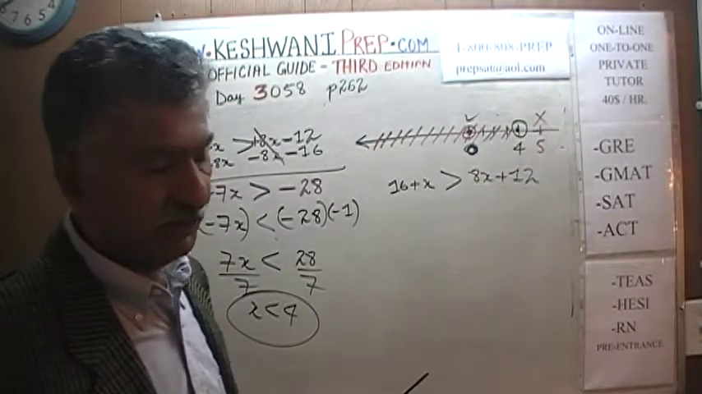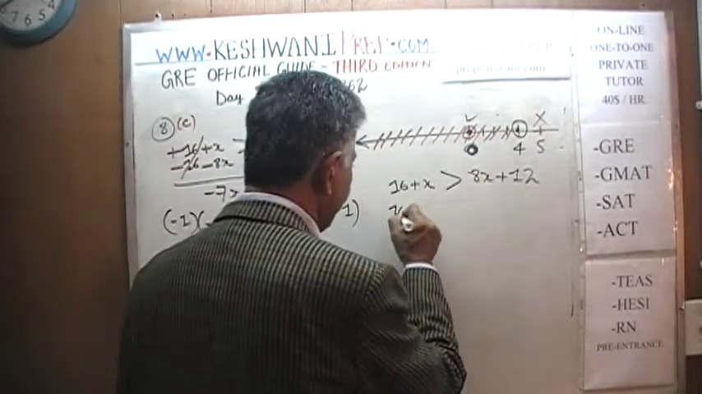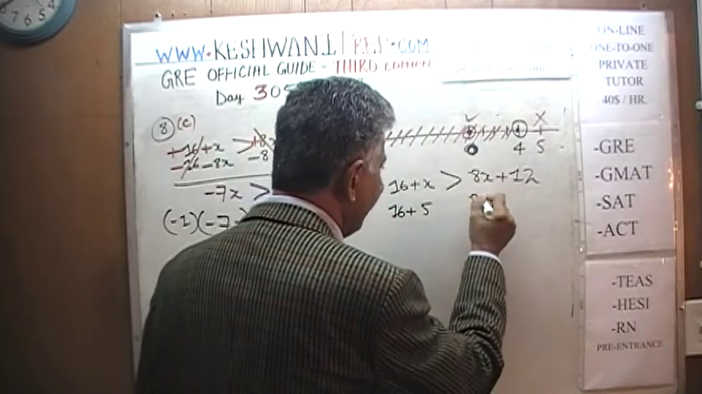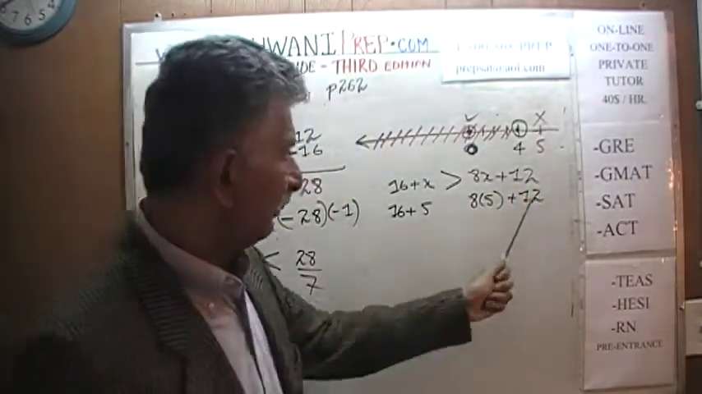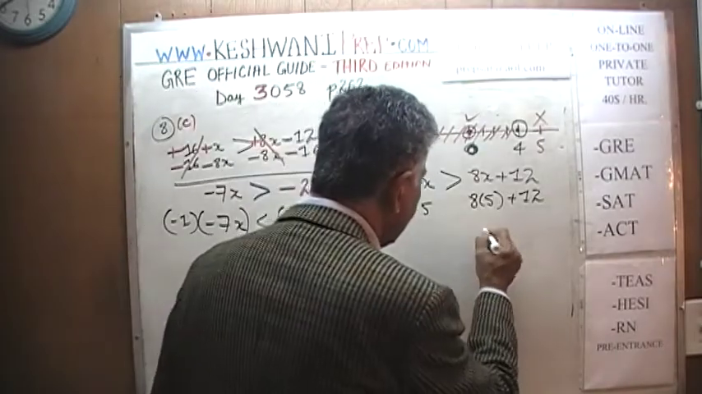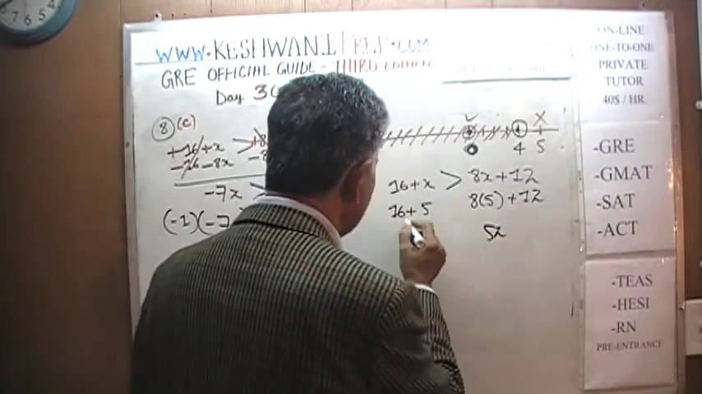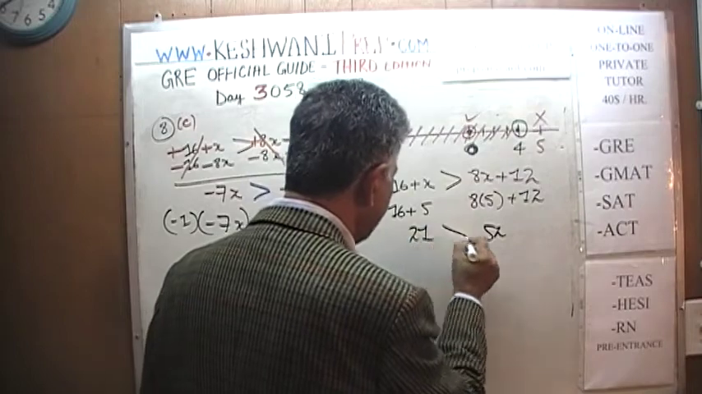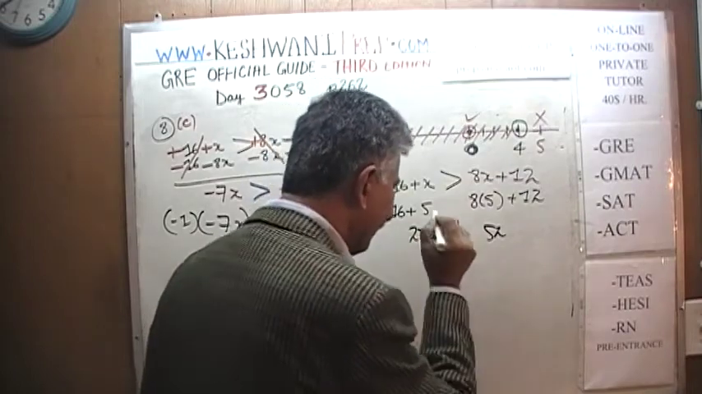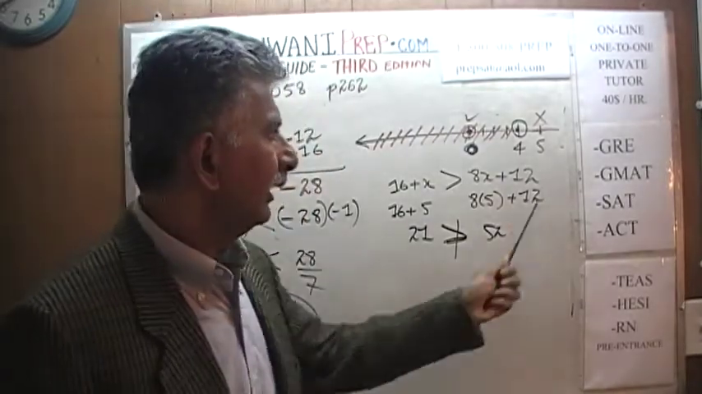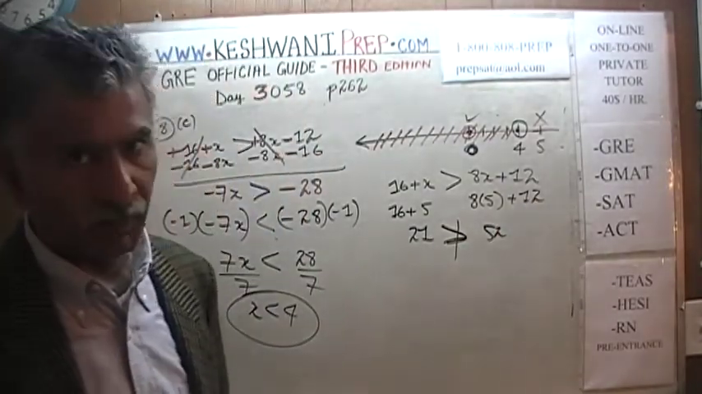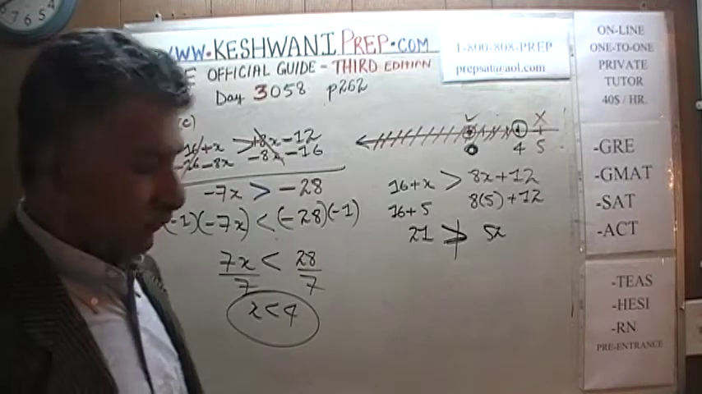And if it does work, then something has gone wrong. 16 plus 5 is 21, and 8 times 5 plus 12: 8 fives are 40, 40 plus 12 is 52. 52 versus 21. And you can see 21 is not greater than 52. It shouldn't work, and it doesn't work. Do you understand?